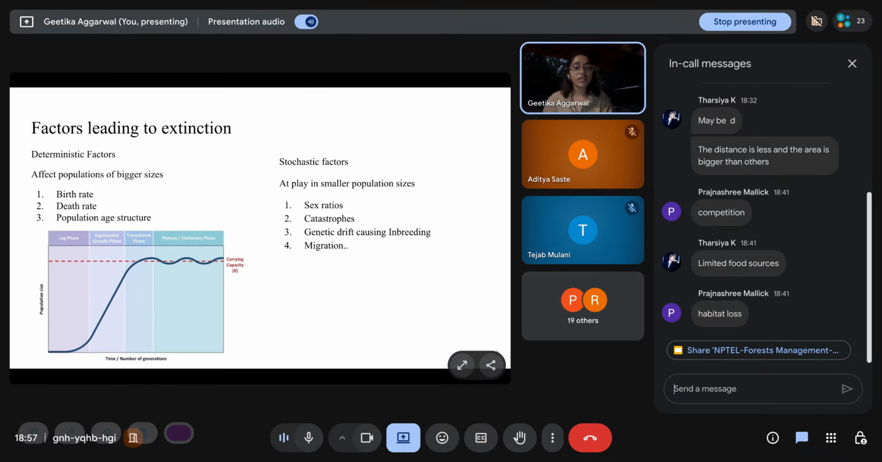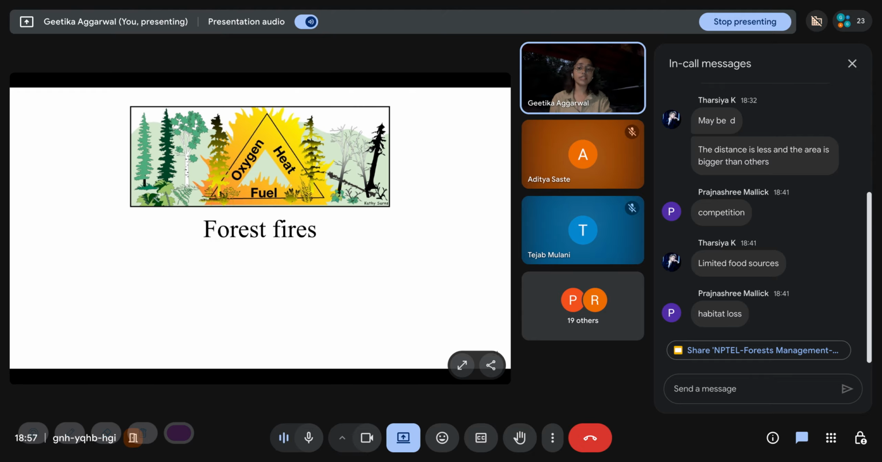So there are certain more factors that come under stochastic, but these are some to give you an idea of what stochastic factors that affect population dynamics are. So these are factors leading to extinction.